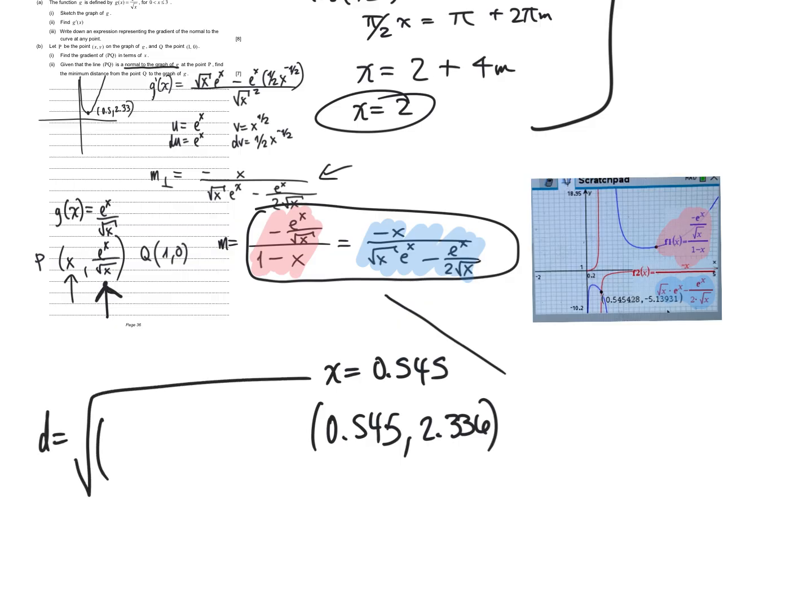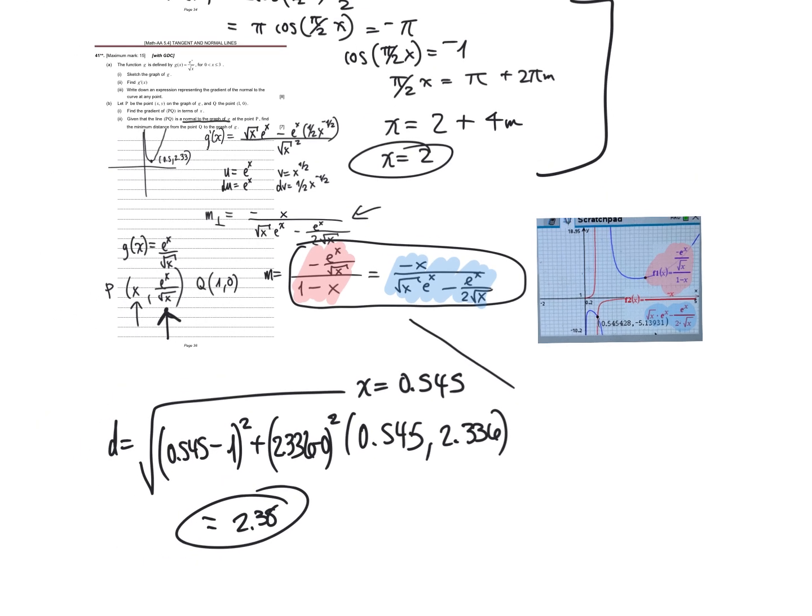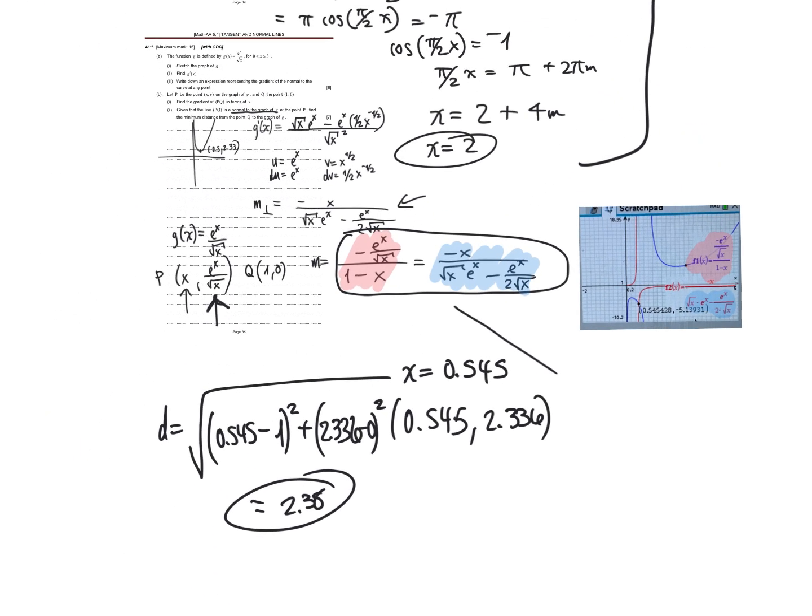Now I can do the distance formula, which is x1 minus x2 squared plus y1 minus y2 squared. Finally, you get 2.38. I don't like how they say the minimum distance, but whatever. That kind of implies you are having some optimization, but tough problem. I don't know if you'd ever see it, but that's that.